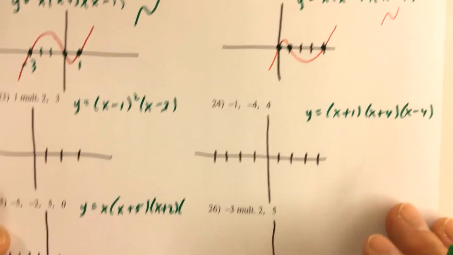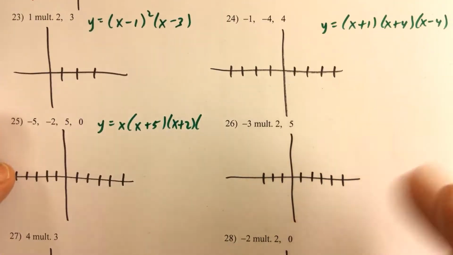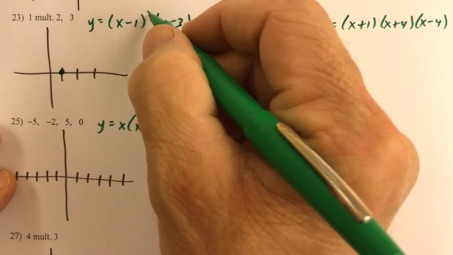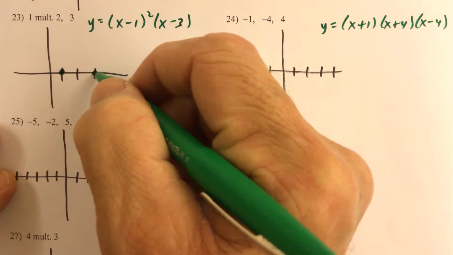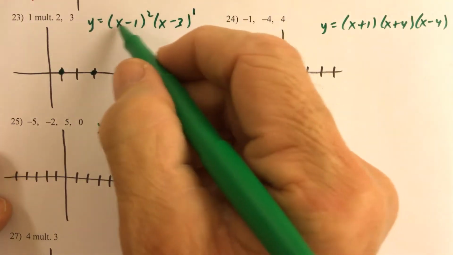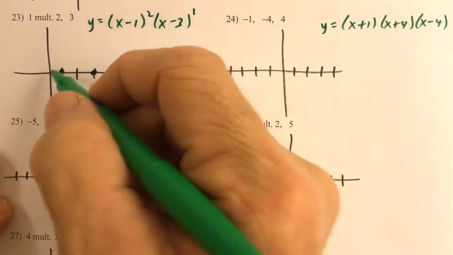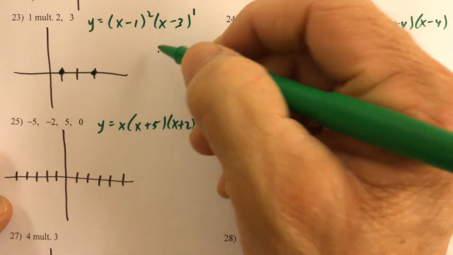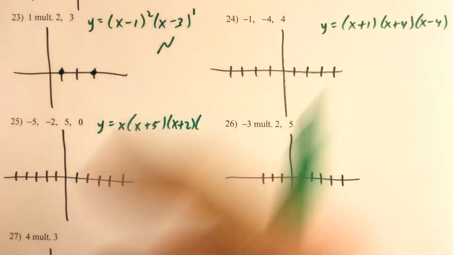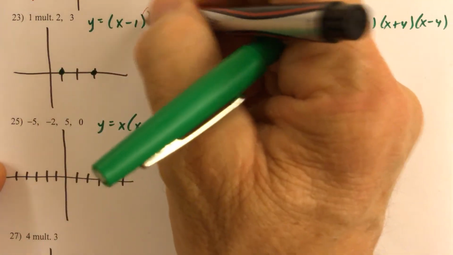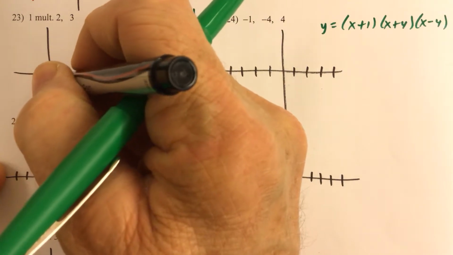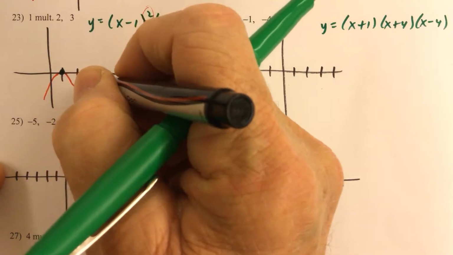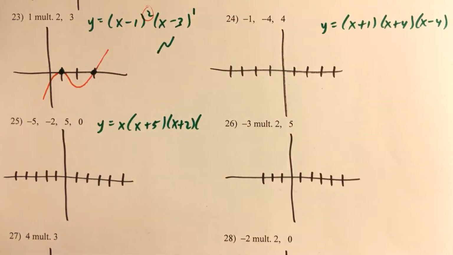So for number 23, let's see here. We see that the x-intercept of 1 has a multiplicity of 2. The x-intercept of 3 has a multiplicity of 1. So we've got the factors, and we put the dots on the x-axis. Now, we still have a third-degree polynomial, so the graph is going to go up from left to right. But we realize that since there's a multiplicity of 2, the graph is going to just touch the x-axis at 1 and then go up through the x-axis at 3.